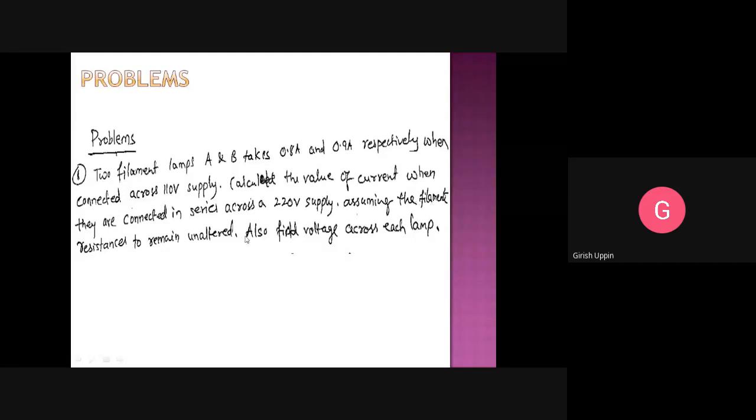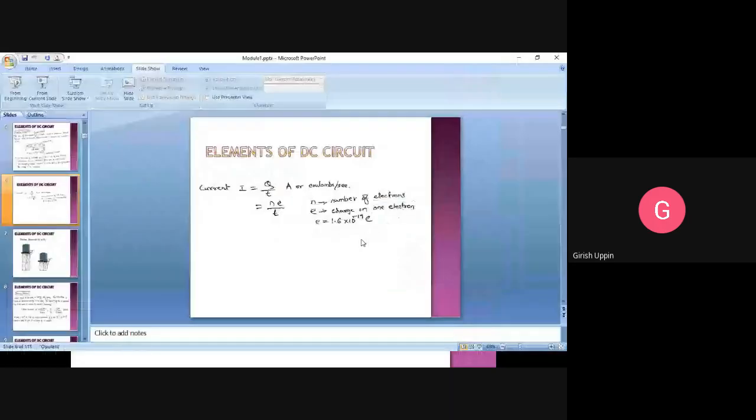So for the filament resistance, don't worry about the temperature, we can assume the resistance remains the same, and you also have to find the voltage across each of the resistors. So try to solve this particular problem. If you are not able to solve, we will solve it in the next class.